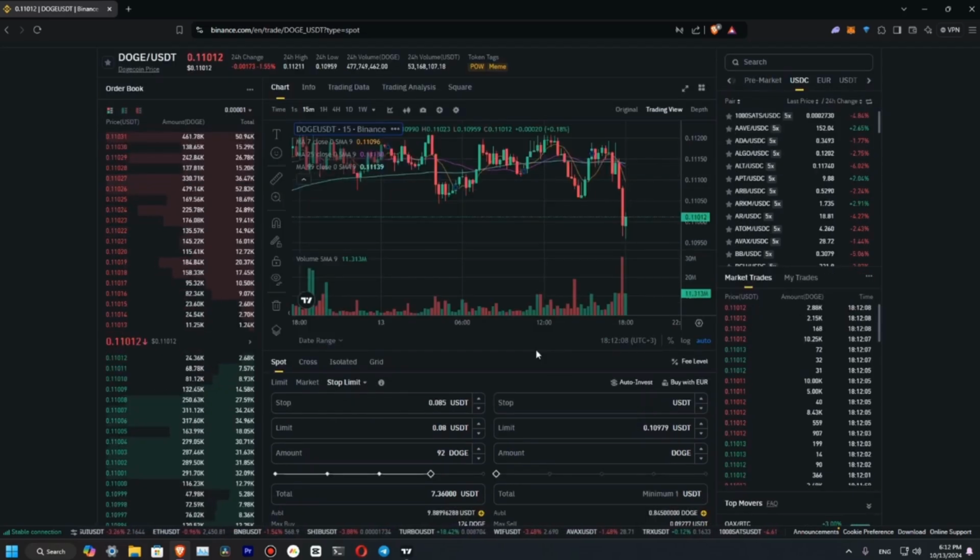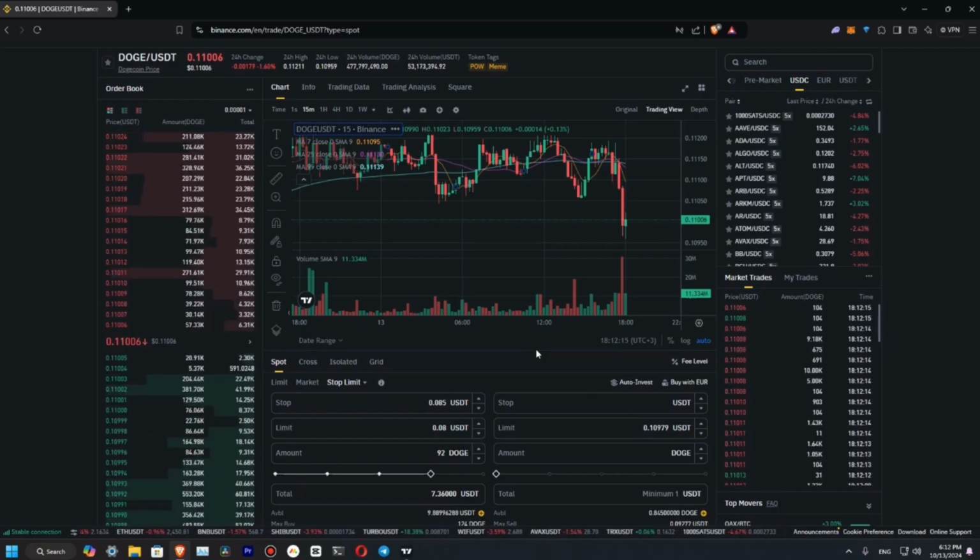That wraps up today's lesson on order types in the Binance spot market. We have covered limit, market, and stop limit orders.